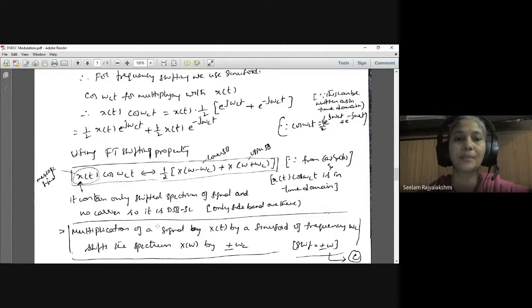So here, multiplication of the signal x of t by a sinusoid of frequency omega c shifts the spectrum x of omega by plus or minus omega c.